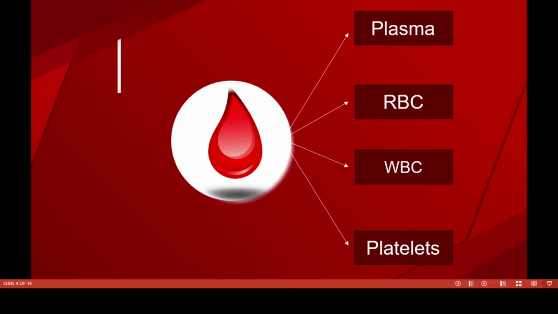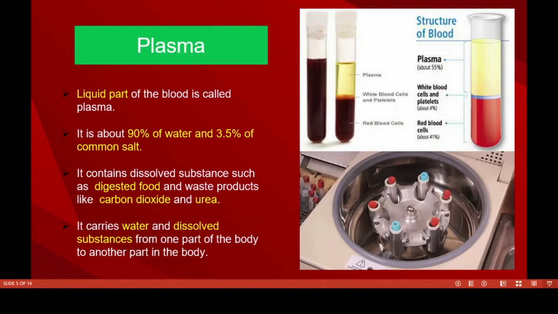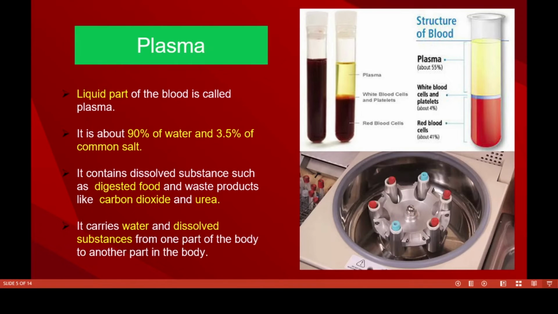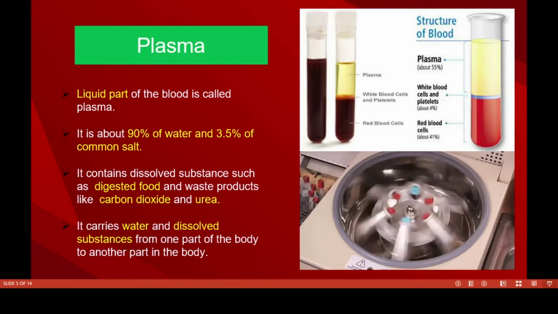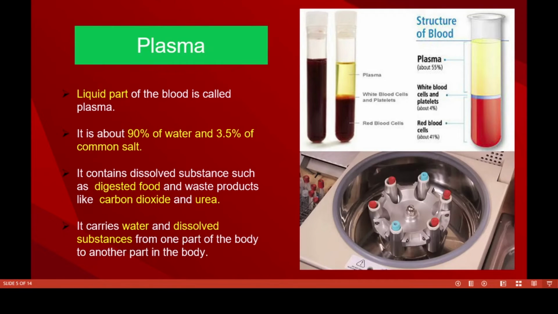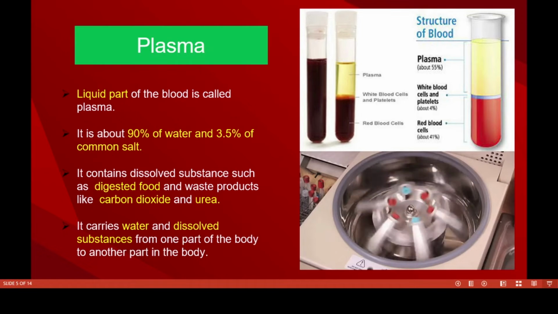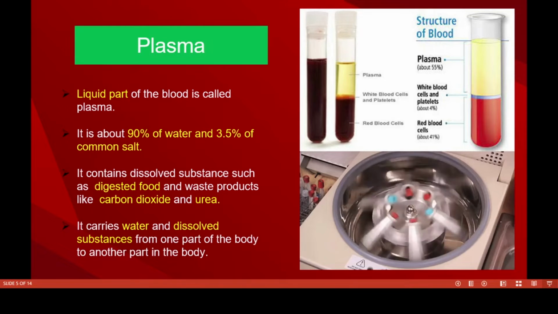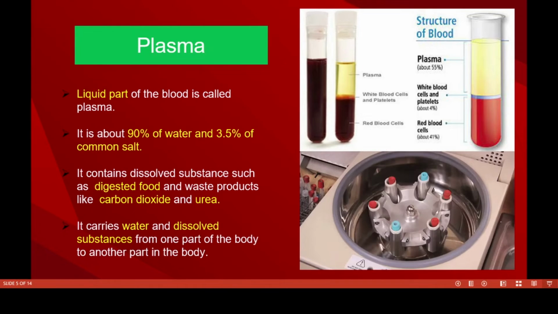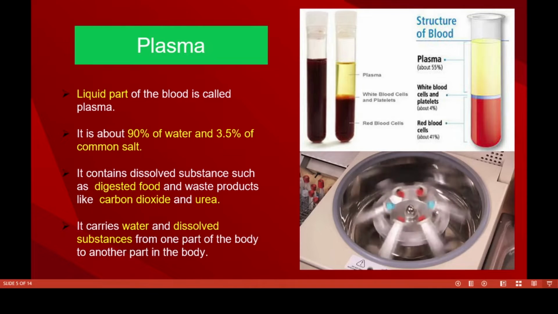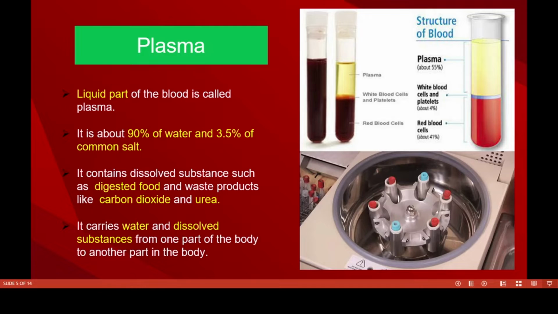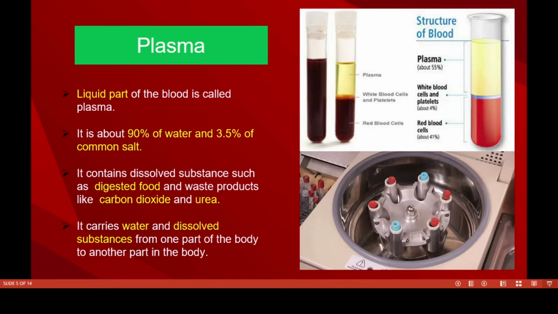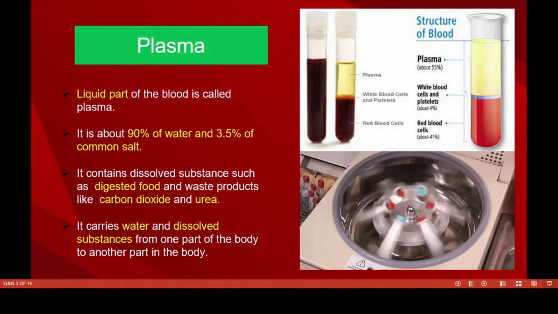Now we will see one by one. Plasma is basically liquid in nature, so the liquid part of the blood is known as plasma. It has 90% of water and 3.5% common salt. Not only that, it also has organic substances and inorganic substances. Organic substances are nothing but nutrients: glucose, amino acids, fats. And it also has inorganic substances like sodium, potassium, magnesium. Plasma contains dissolved substances like digested food and waste products like carbon dioxide and urea.